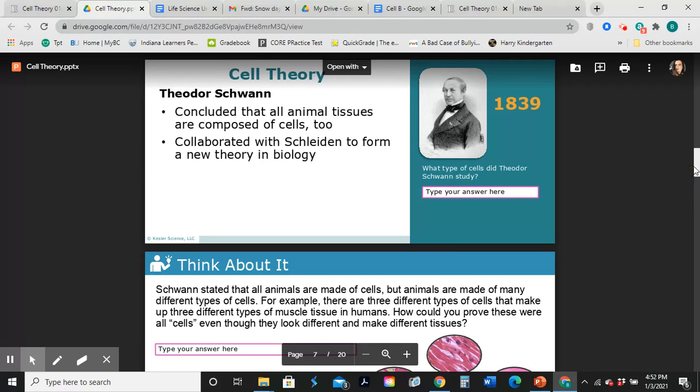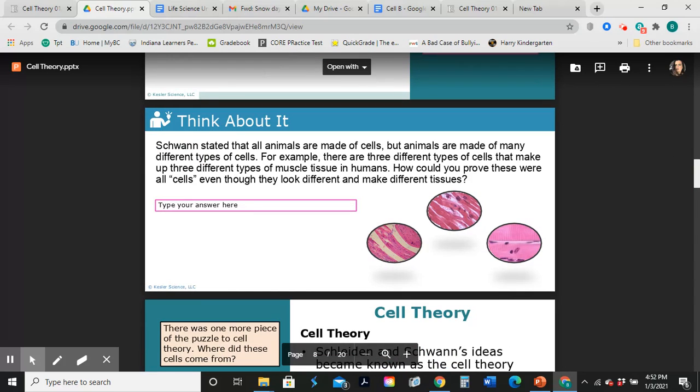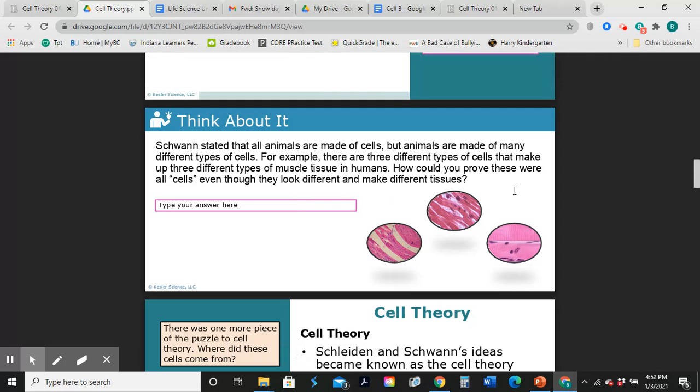Now let's think about it. Schwann stated that all animals were made of cells, but animals were made of many different types of cells. For example, there were 3 different types of cells that make up 3 different types of muscle tissue in humans. How could you prove these were all cells even though they looked different and made different tissues? You're going to type your answer here in 3 to 5 sentences.